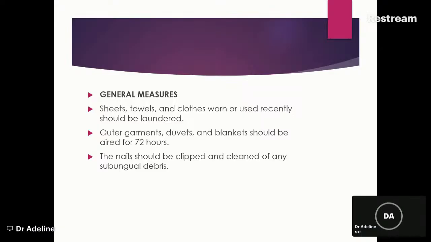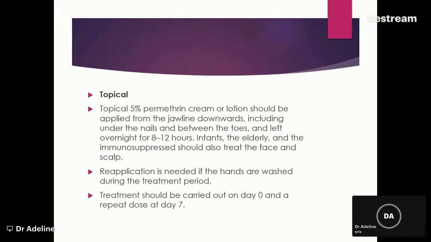When it comes to the treatment, we usually take some general measures. All the clothes, bed sheets, and towels that have been used should be laundered, and we prefer to wash them at high temperature and dry them outside in the sunlight. The outer garments, duvet, and blankets should be aired for 72 hours. We should clip the nails and clean any subungual debris.